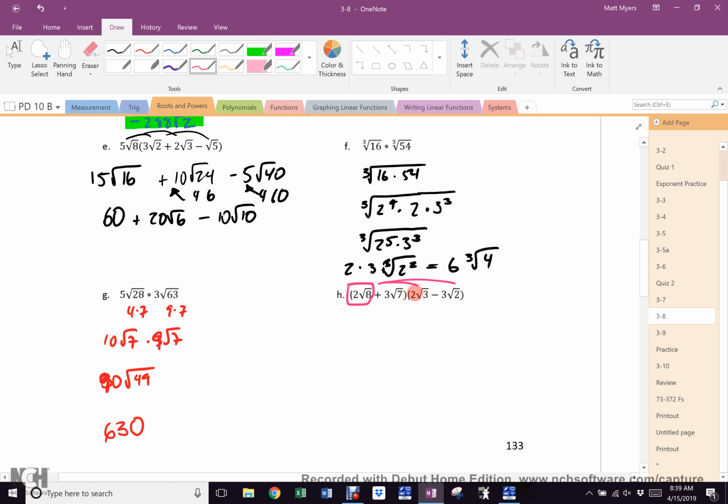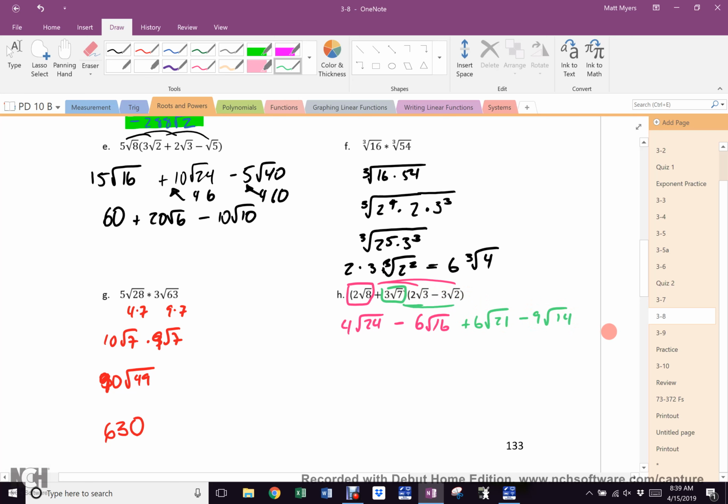What is 2 times 2? What is 8 times 3? Root 24. Minus, what is 2 times 3? 6. What is 8 times 2? Then, what are we going to do with that guy? The same thing. What is 3 times 2? 6 root. What is 7 times 3? What is 3 times 3? And what is 7 times 2?